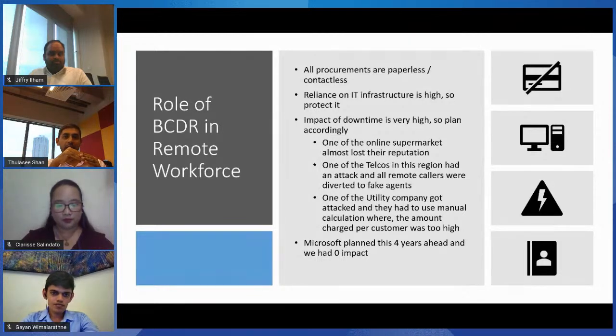But the good news is they recovered much faster. They came up with certain practices. They consulted with Microsoft.